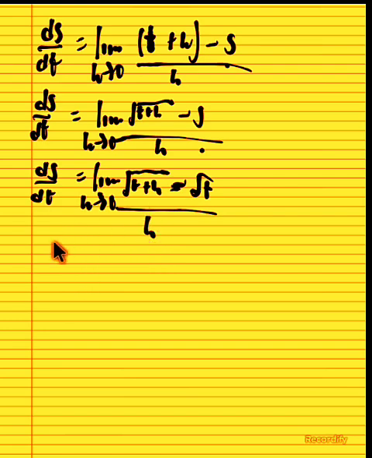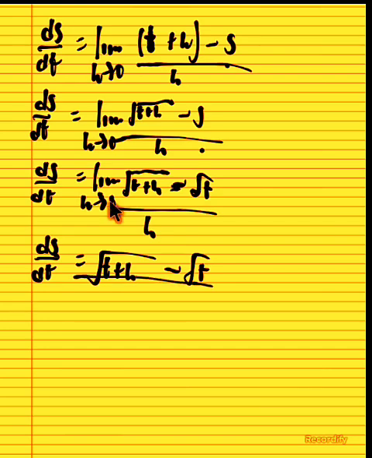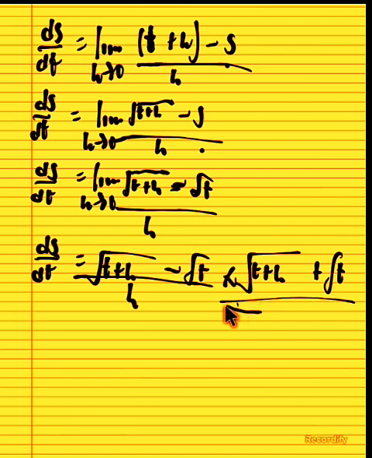Alright, this is cool. So now what I want to do is rationalize the numerator. If I do that, I'll be having root of t plus h minus root of t, all divided by h, and then multiplied by root of t plus h plus root of t, over root of t plus h plus root of t. That's what we call rationalization.